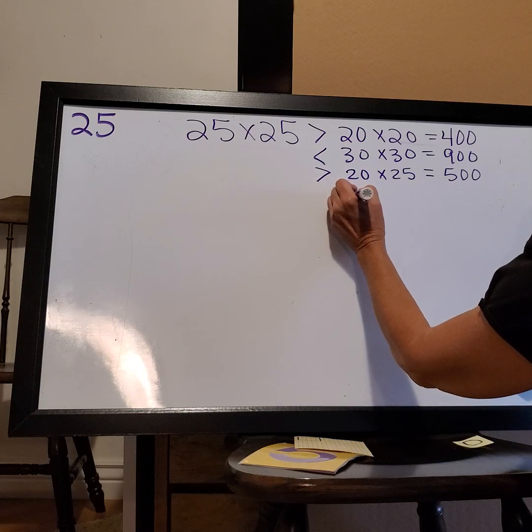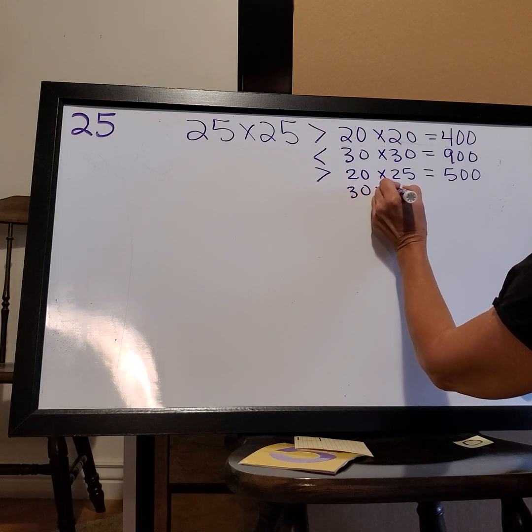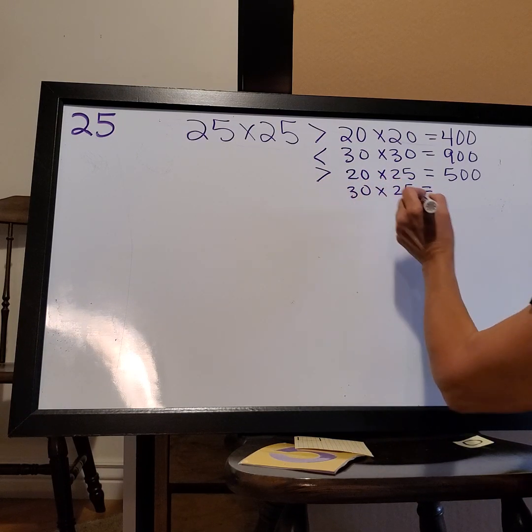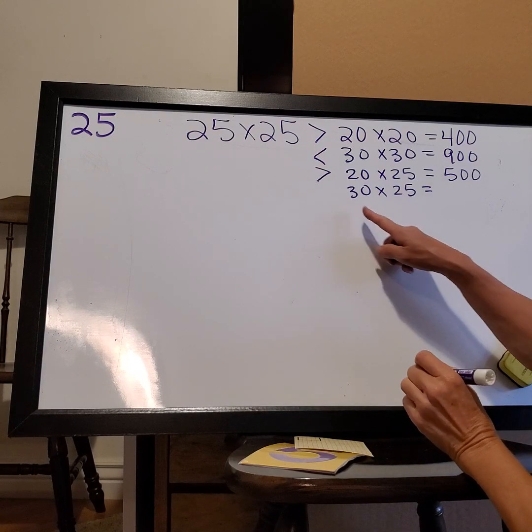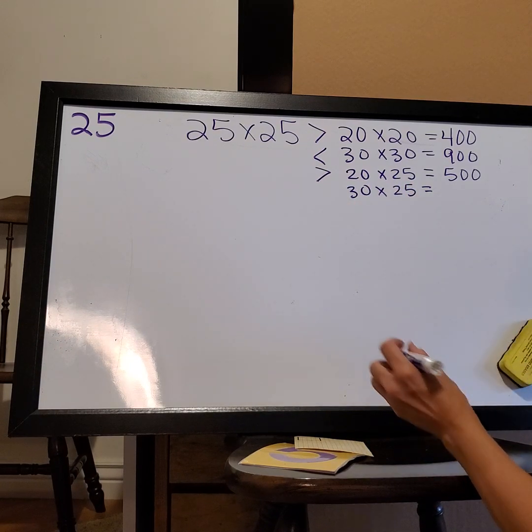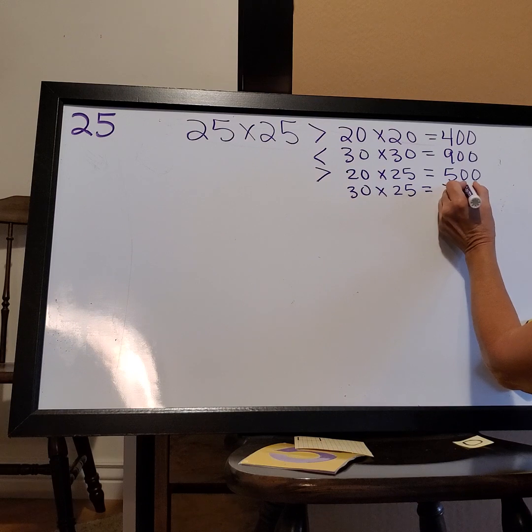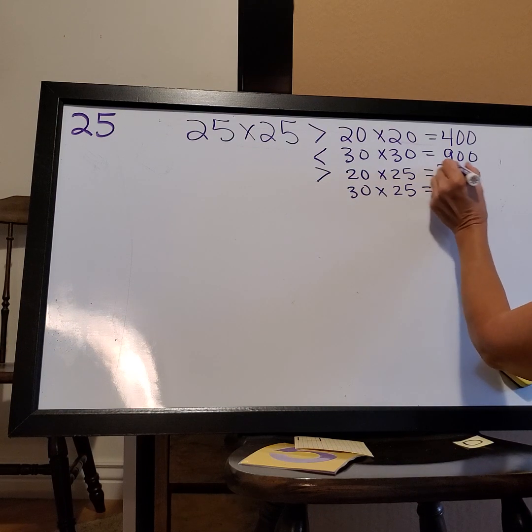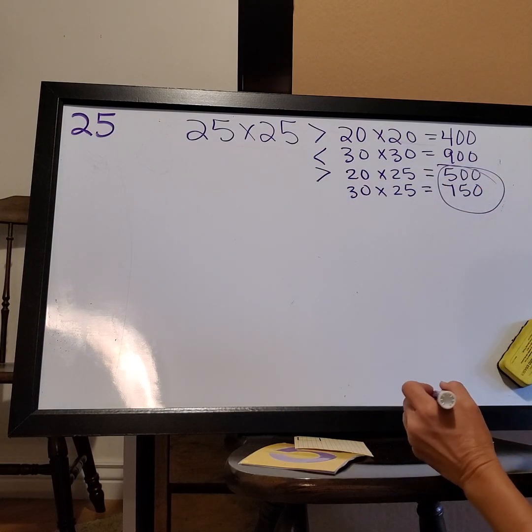Now I'm going to try 30 times 25. I know if I have 3 quarters, that's 75 cents. So if 3 times 25 is 75, 30 times 25 is 750. I know my answer is between those two.